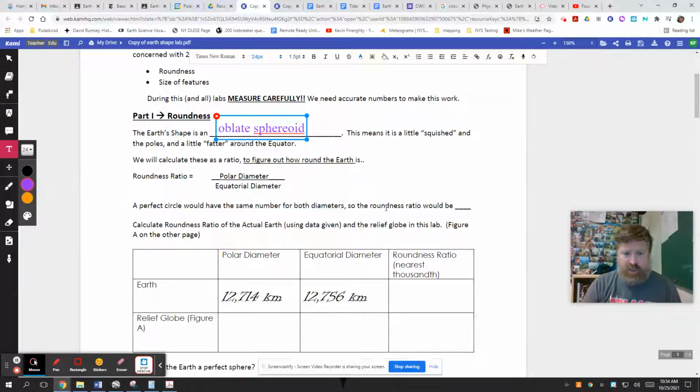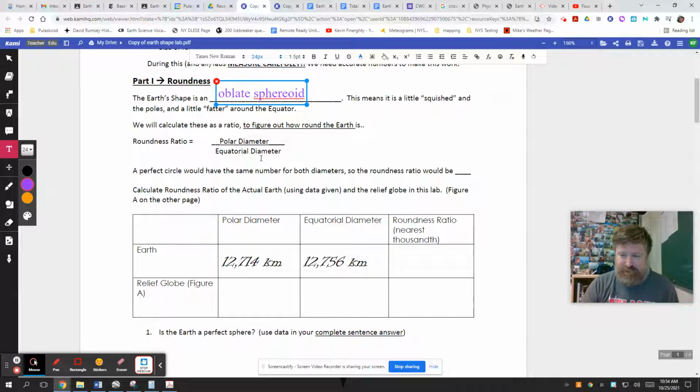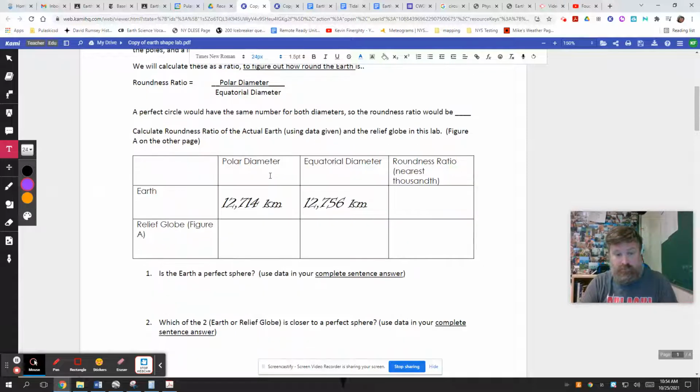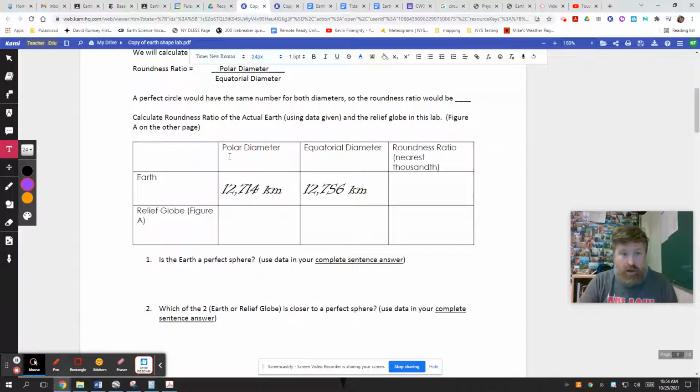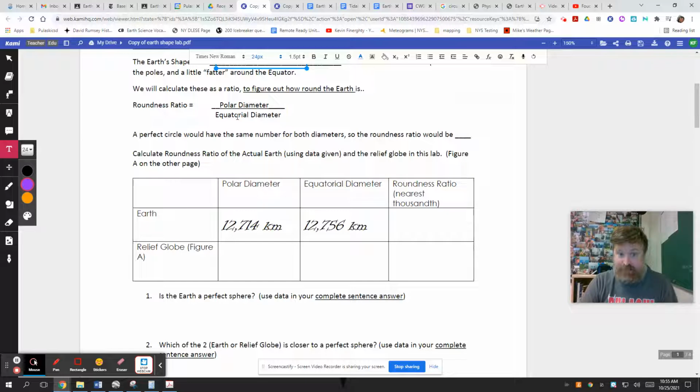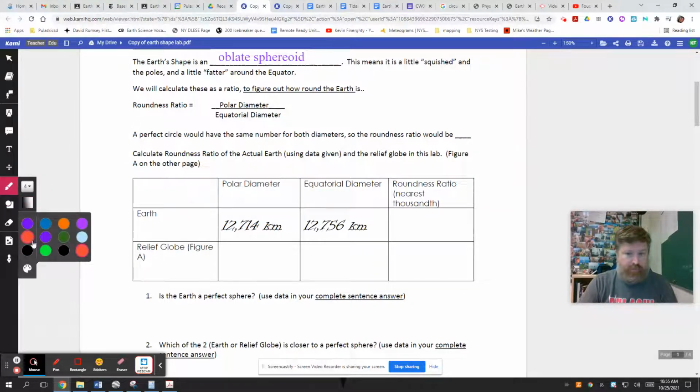So in fact, we can just do this as a ratio. And again, if this math looks like Mr. F, I don't know what you're talking about, don't worry about it. Don't panic. We're just going to compare the diameter from pole to pole to the diameter across the equator. Easy peasy. If they were exactly the same, you'd be dividing a number by the same exact number. And if you've got a number on top and a number on bottom and they're the same, the answer is 1. So I'm going to write that over here. If it's a perfect sphere, the roundness ratio would be 1.